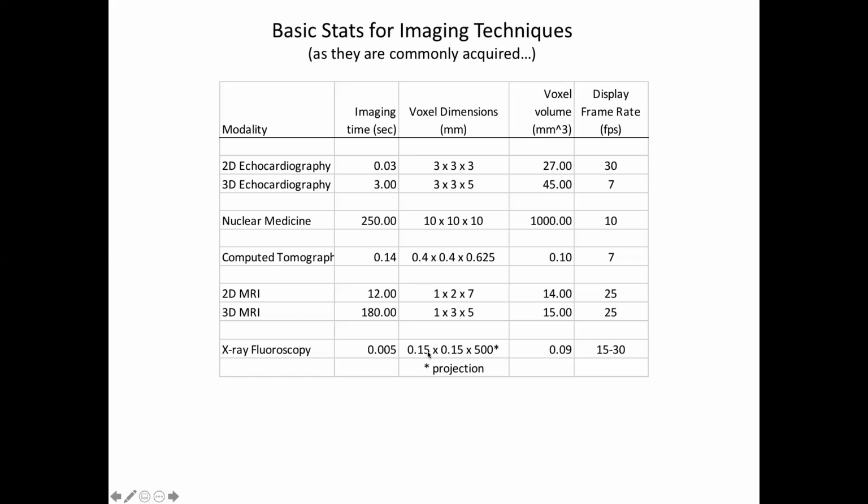You look down at X-ray fluoroscopy in the 5 milliseconds, we're talking 0.15 by 0.15 millimeters in the projection, or the XY direction. But the X-ray beam goes through the entire patient, so it's an average of the X-ray attenuation through the entire patient. So it's huge in this dimension.